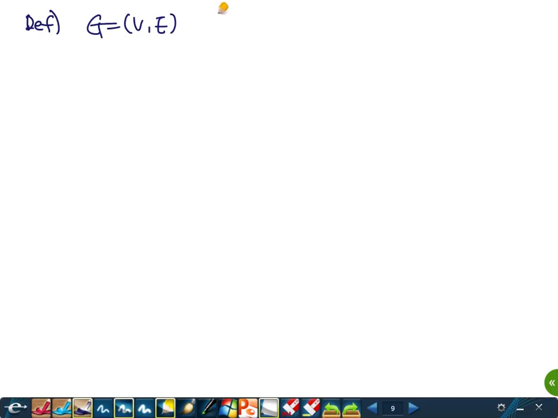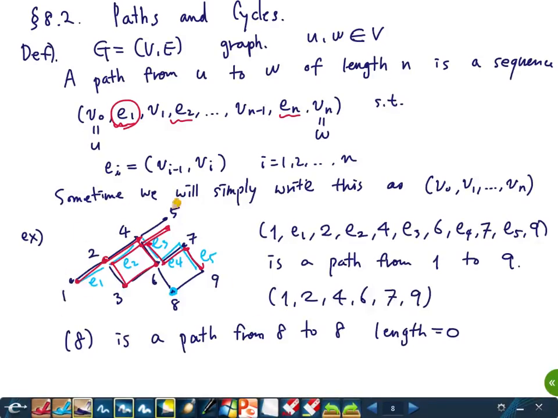A graph G is called connected if... How do you want to define this, by the way? Do you think this graph is connected? I haven't really defined this yet, but how do you want to say that something is connected? Just imagine cities on a map. If you can go from one place to another, then we say that they are in some sense connected.